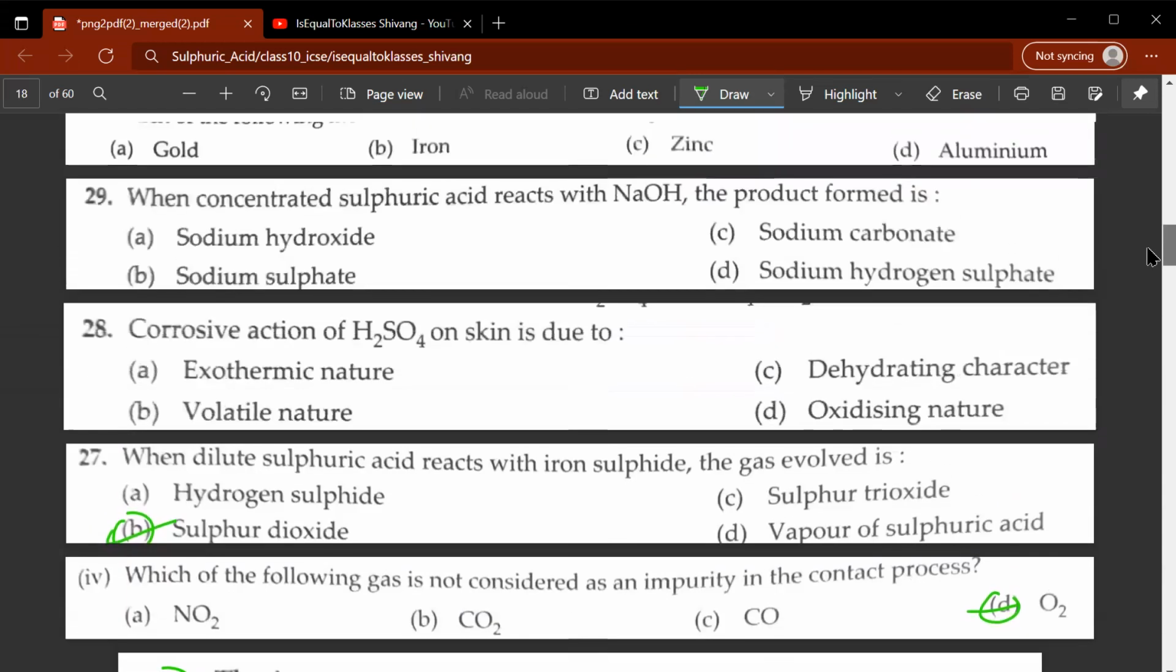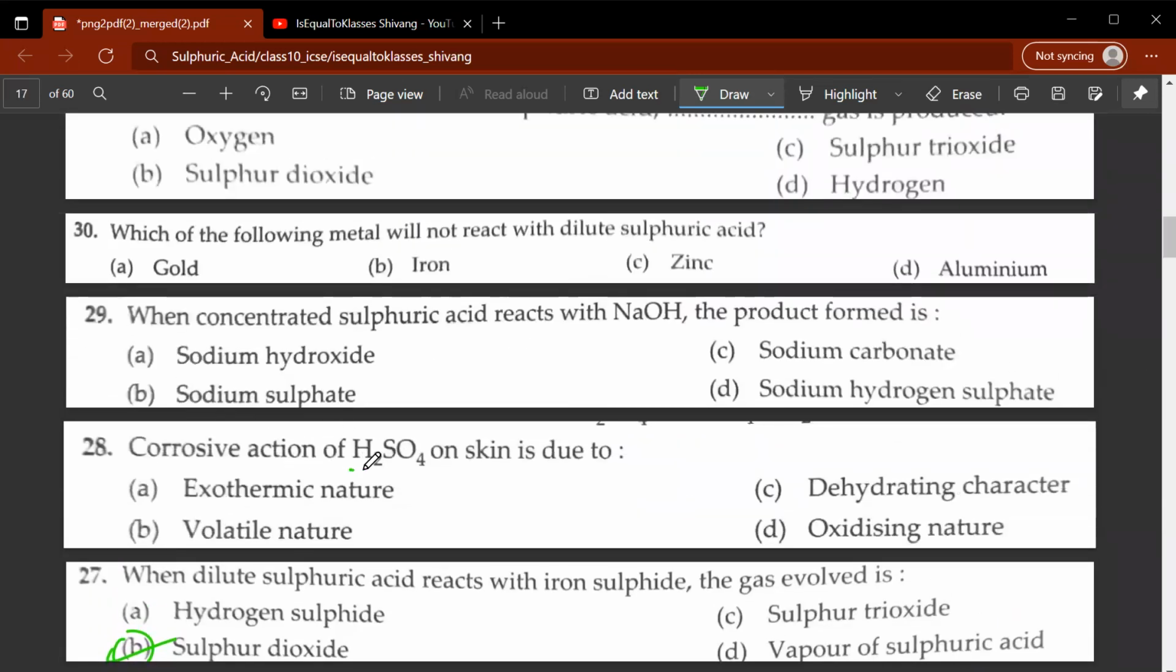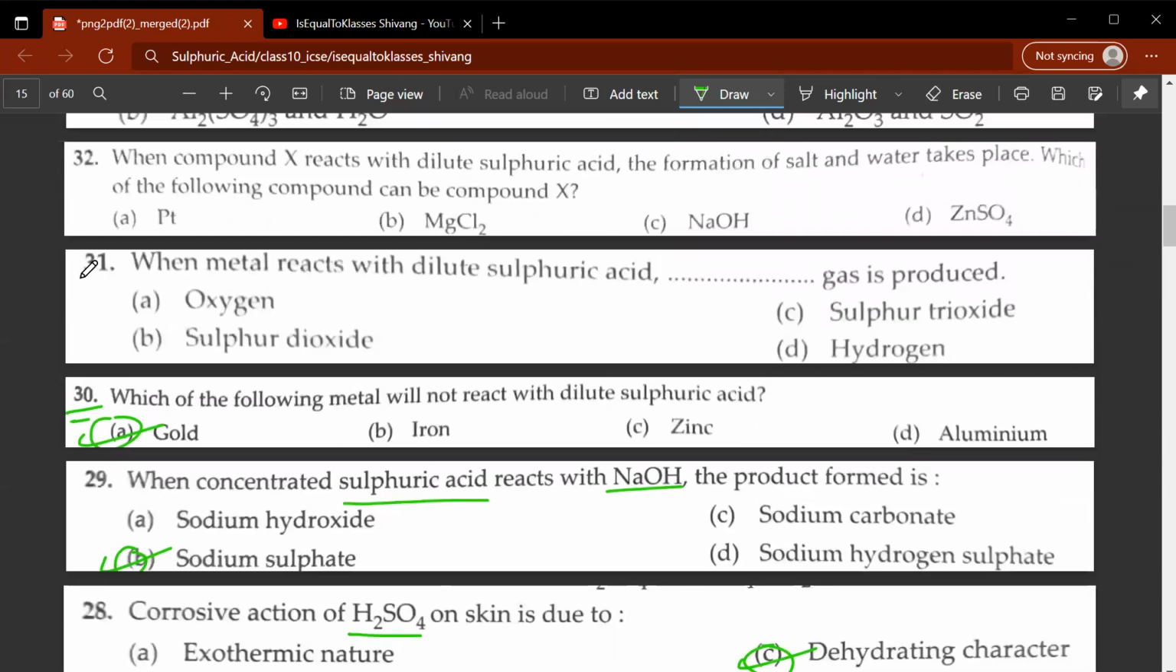Let's move on to the next question. 28th question, corrosive action of H2SO4 on skin is due to A, B, C, or D. The correct answer would be C, dehydrating character. 29th question, when concentrated sulfuric acid reacts with NaOH, the product formed is B, sodium sulfate. 30th question, which of the following metal will not react with dilute sulfuric acid? So this would be A, gold. Let's move on to the next question. 31st question, when metal reacts with dilute sulfuric acid, dash gas is produced. So in this case, D, hydrogen is produced.